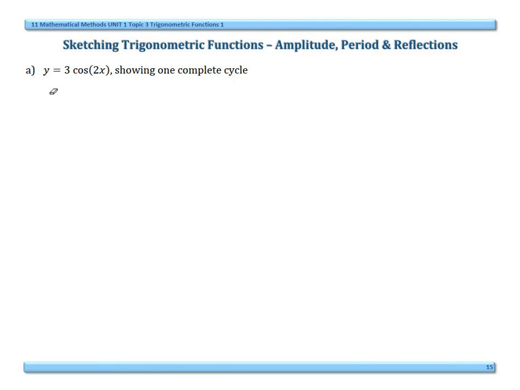This is one of a series of videos on sketching trigonometric functions. This one looks at amplitude, period, and reflections. I'm going to look at them with examples. So if I've got y equals 3 cos 2x and I need to sketch it with one complete cycle.